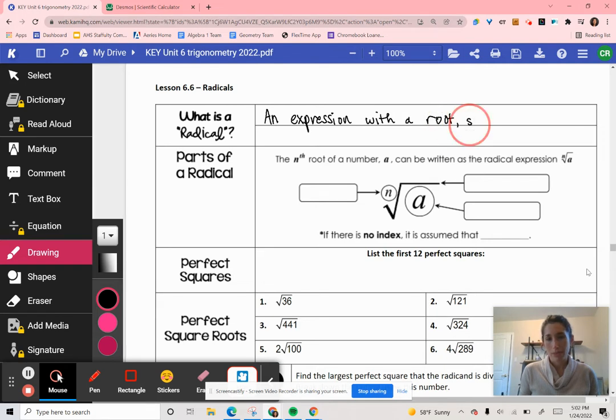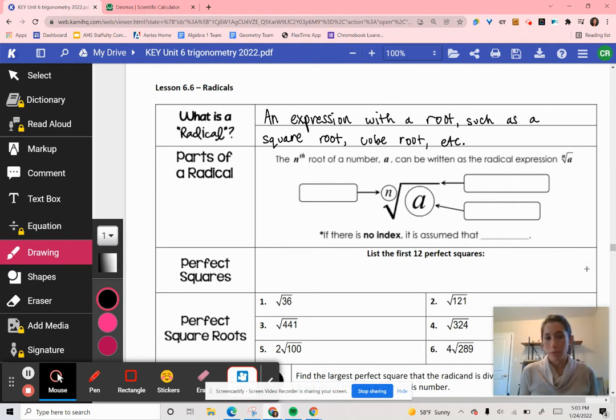Such as a square root. That's the one you're probably most familiar with. Cube root, you've probably also seen before in algebra. You also might see a fourth root, a fifth root. Really, a root is essentially undoing something with an exponent.